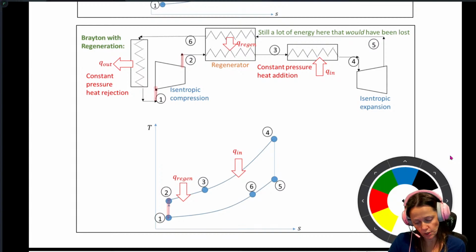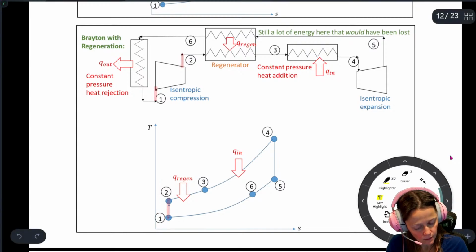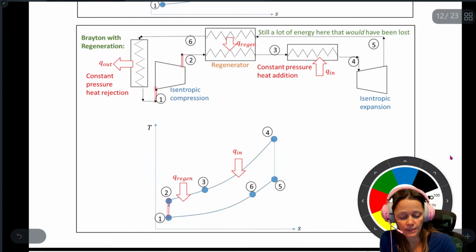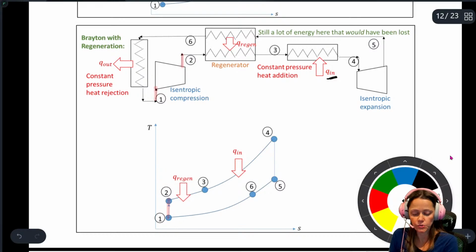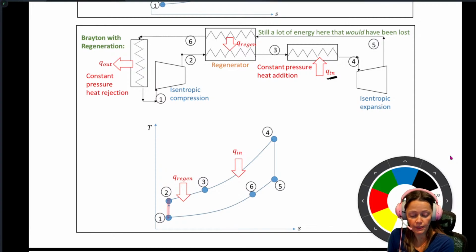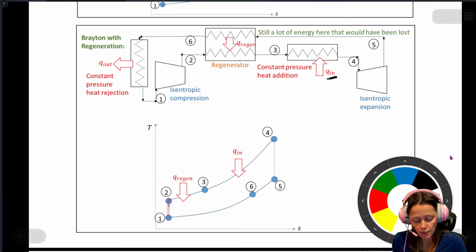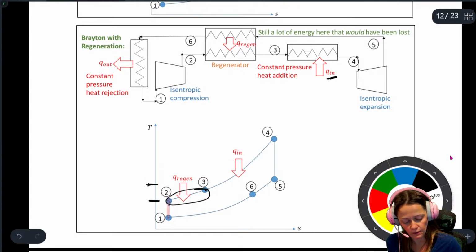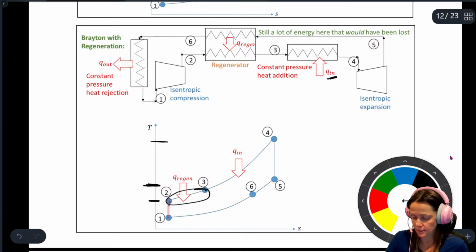Okay, so the reason that you have to add less of this Q in is because we have already increased the temperature from the outlet of that compression process. You've increased the temperature because of the regeneration. And so now you don't have to add as much heat to get from this temperature to this temperature. You're only adding enough heat to get from this temperature all the way up to that temperature.